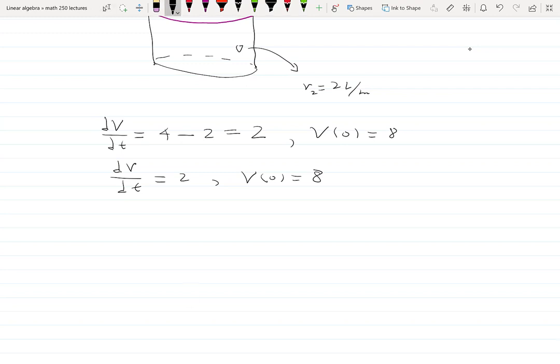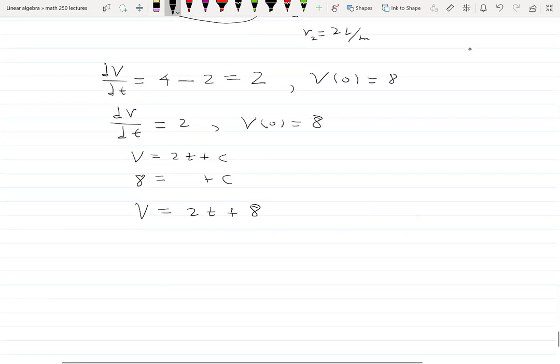Just integrate both sides with respect to t. So V equals 2t plus c. V of 0 equals 8. So when t equals 0, I get 8 equals 0 plus c, or c equals 8. That tells me my volume needs to be 2t plus 8. We're going to need that in a minute.